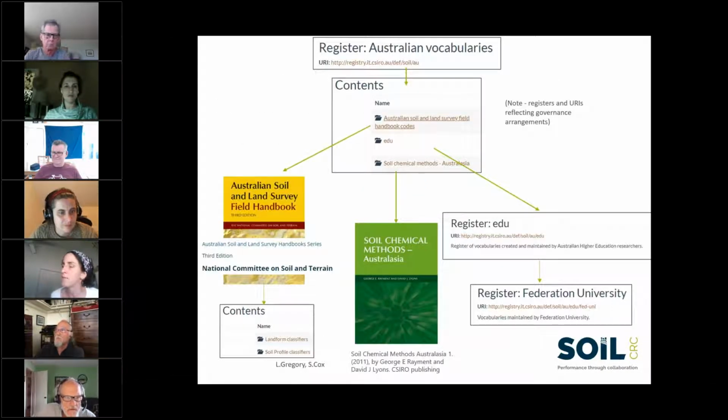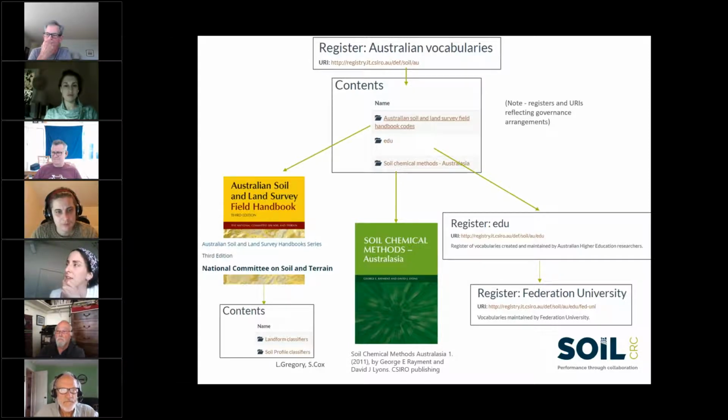So in Australia, most of the soil chemical methods that are commonly used are in the green book, it's called, and the descriptions for soil profile are in the yellow book. So Simon and Linda worked hard to transform the yellow book into a representation controlled vocabulary, and they helped us out with starting to get up the green book as well. And you'd note there that the URI goes down to reflect the governance arrangement.